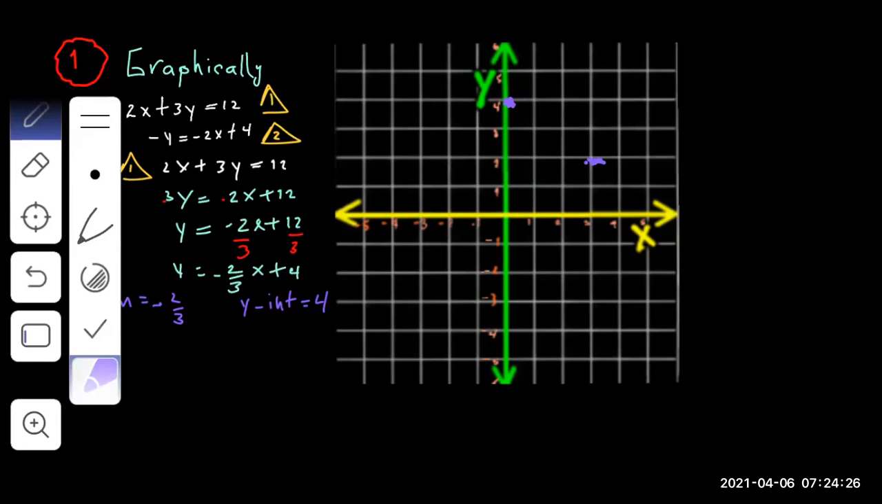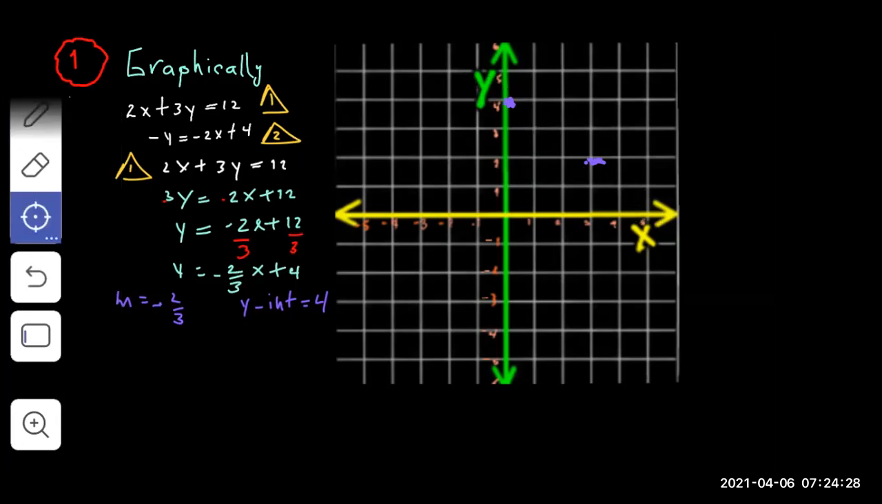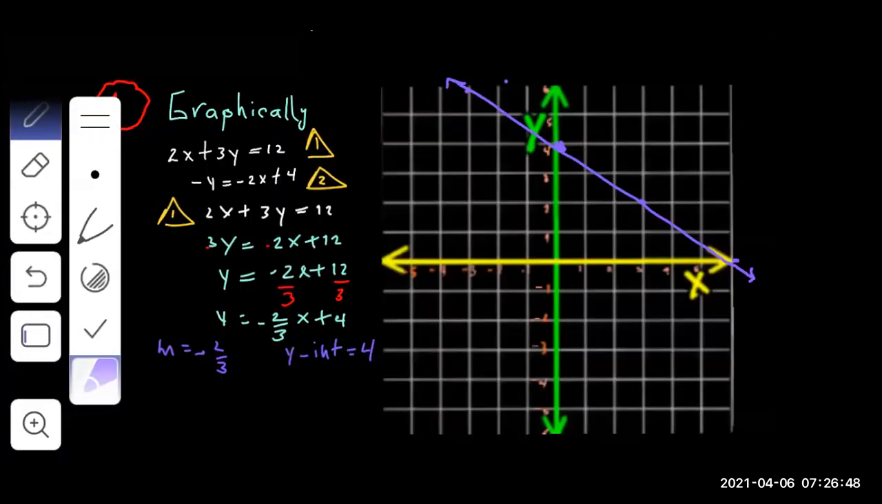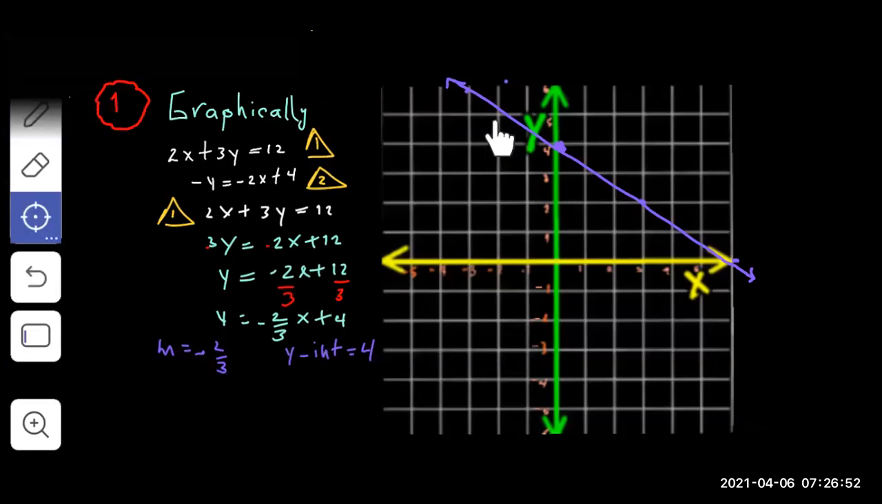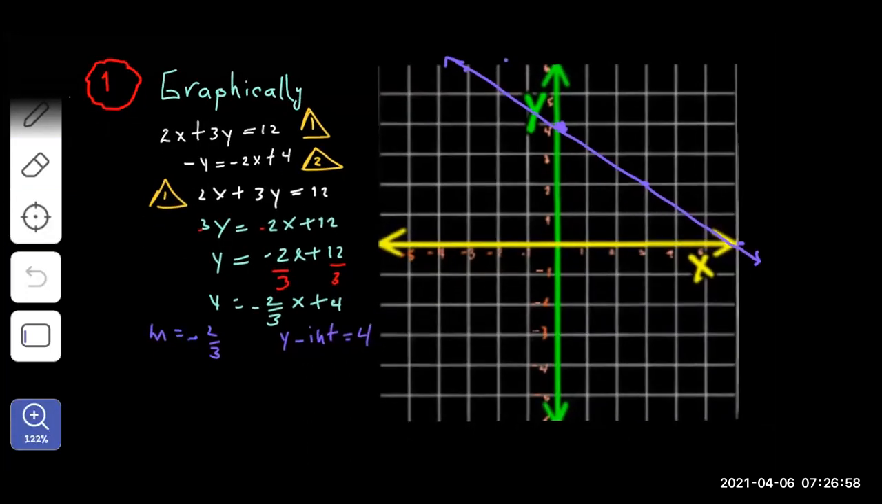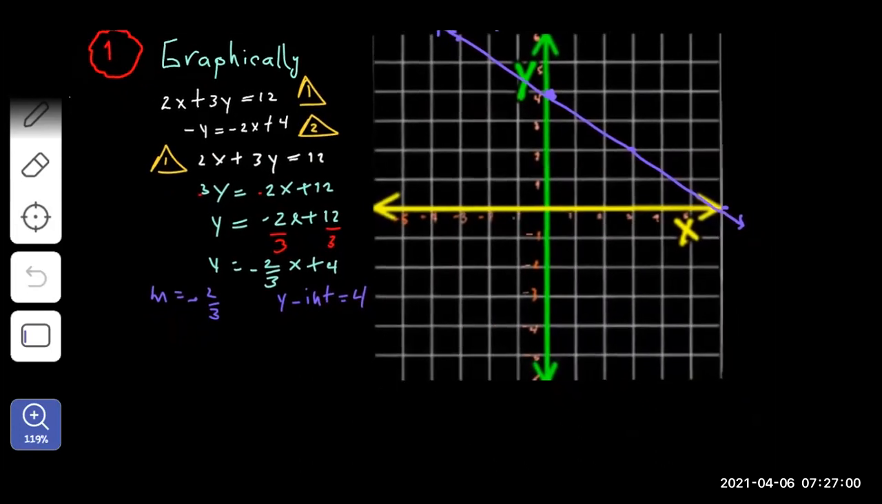And now, guys, what we're going to do is make a line and join these points. Alright, this is what we got, guys. I just graphed the first equation. Then we need to graph the second equation. Okay, let me get back to that one.